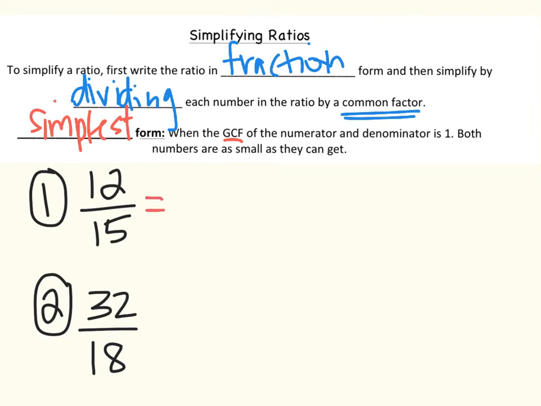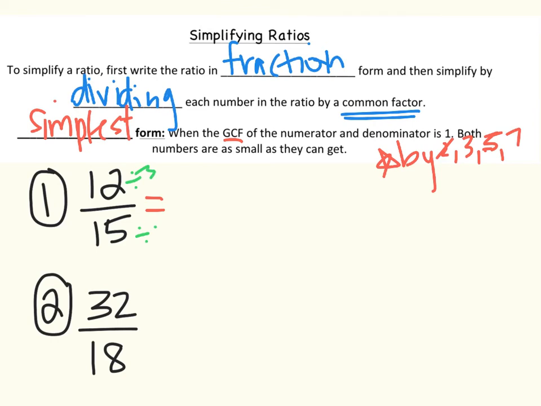If I look at 12 and 15, I want you to think of the numbers that we talked about before. Most times you're going to divide by 2, 3, 5, or 7. So let's go ahead and start with 2. Can I divide 2 into both of these numbers? I can divide 2 into 12, but I cannot divide 2 into 15 because it's not even. Can I divide 3 into both numbers? I can divide 3 into 12, and I can divide 3 into 15. So I'm going to go ahead and use 3 to simplify my ratio.